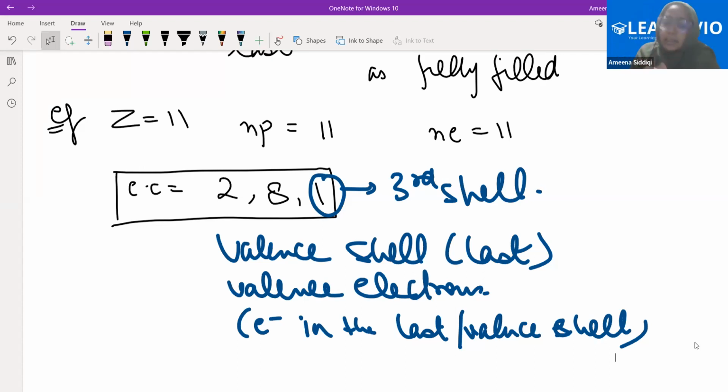Therefore, what the atom will do is decide what is more convenient for it: to gain some number of electrons or to lose some number of electrons. Whatever is more convenient for the atom, it does that, in order to have the last shell fully filled. Clear?